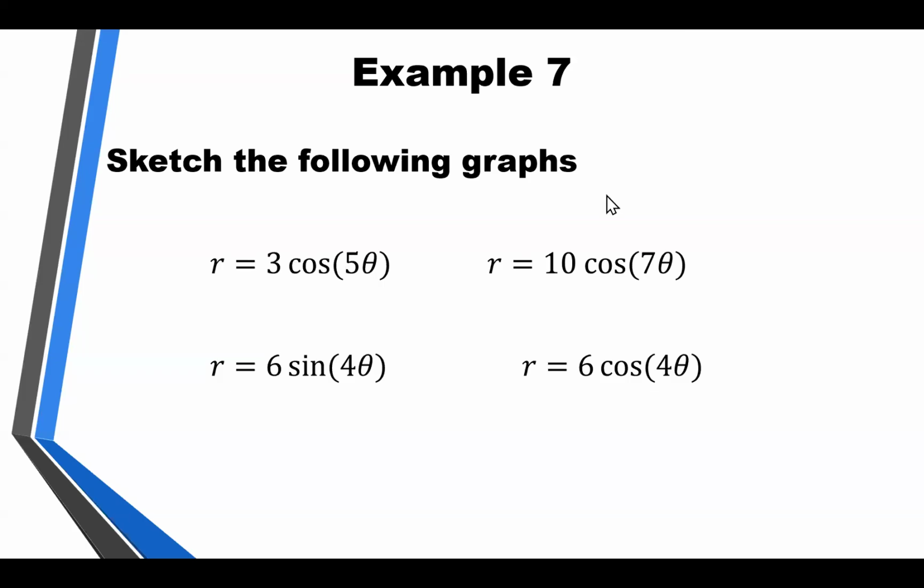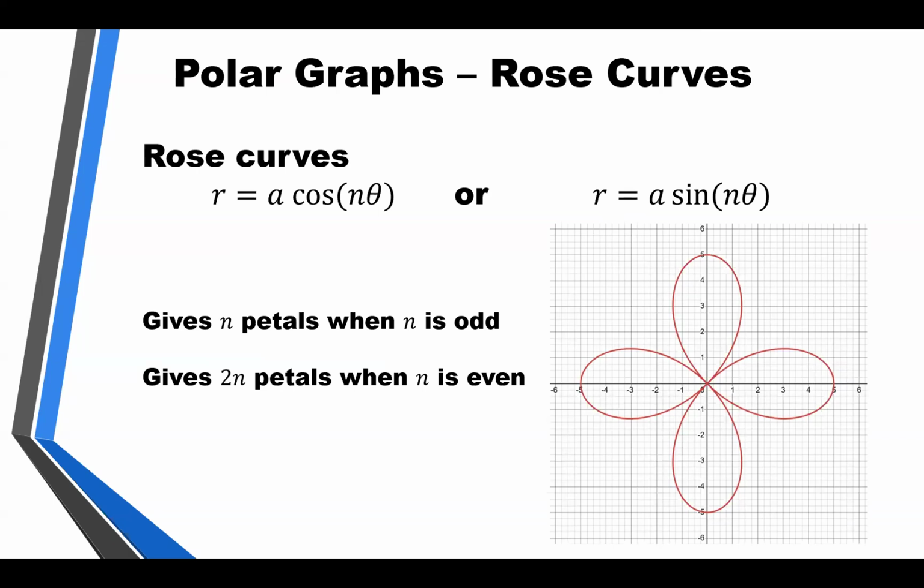So example 7 shows a lot of well-known curves, and they all fall into this class that we call rose curves. Rose curves are curves which are r equals a coefficient, a, times cosine of n theta, or r equals a multiplied times sine of n theta. n here is going to be a whole number with rose curves. And when n is odd, I get the exact same number of petals.